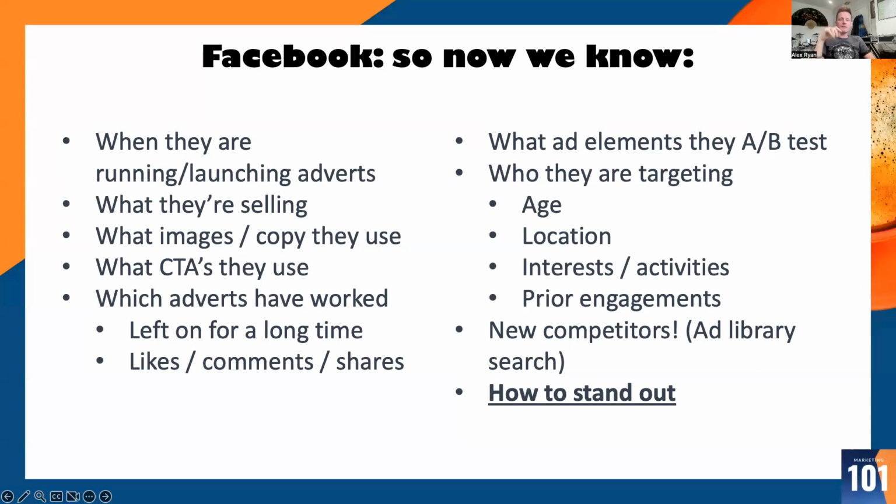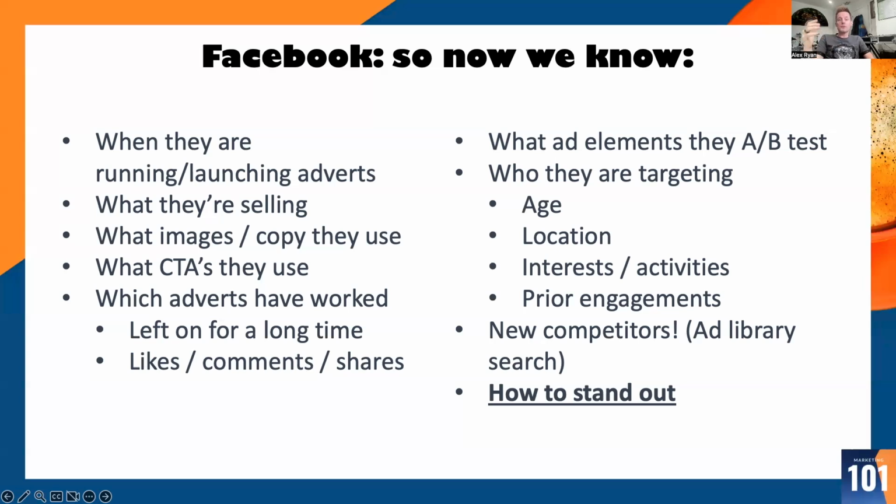So that's really useful. What images and copy they use, so exactly how are they designing their adverts, what calls to action are working for them. Really importantly, which adverts have worked. So they've been left on for a long time and therefore they're still active and they're working, or they were on for a whole 3, 4, 5 month period back in time. And which ones have got likes and comments and shares on them. Because that means it's successful because we're seeing engagement. So people are actually liking these adverts. What ad elements do they A/B test? So that you might decide to do the same and test those elements for yourself.